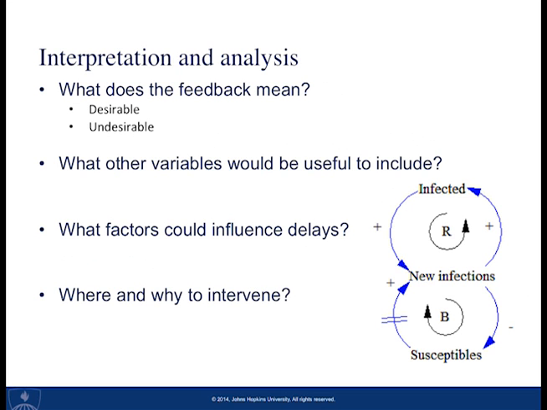As I mentioned, drawing is one thing, and Vensim is supposed to help you draw. You can do the same thing with pen and paper. But what is mostly interesting, after you have outlined your causal loop diagram, is to really think about what the feedback means. Is it desirable? Is it undesirable? Where is it coming from? What are the variables that are missing? And what is influencing the delays? And in discussions about the variables and how they connect to each other, there's also the broader motivation for doing this causal loop diagram: the discussion of where and why to intervene.